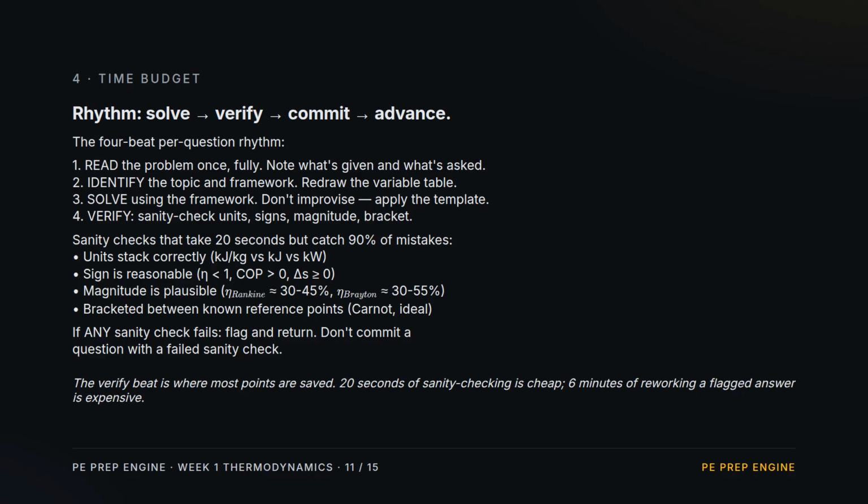Unit stack. Sign is reasonable. Efficiency below 1. COP above 0. Entropy generation at least 0. Magnitude is plausible. Rankine 30 to 45%. Brayton 30 to 55. Bracket between reference points. Carnot above, real systems below. Any check fails, flag and return.